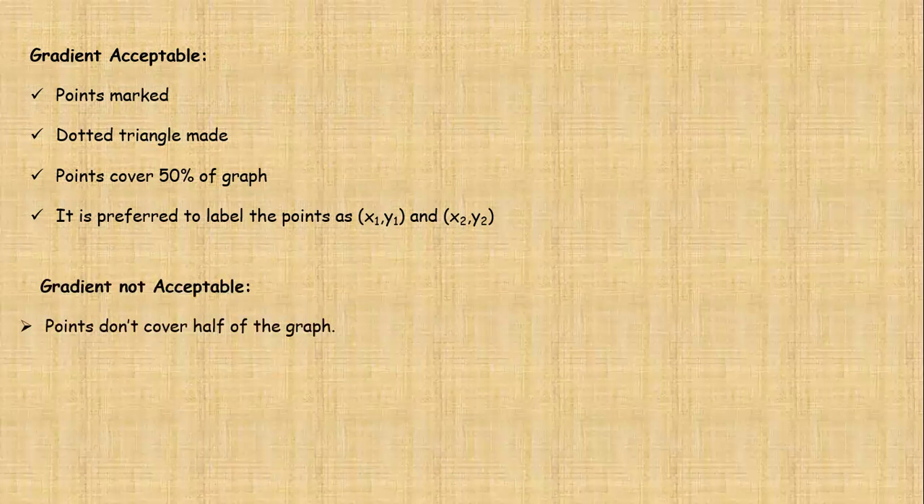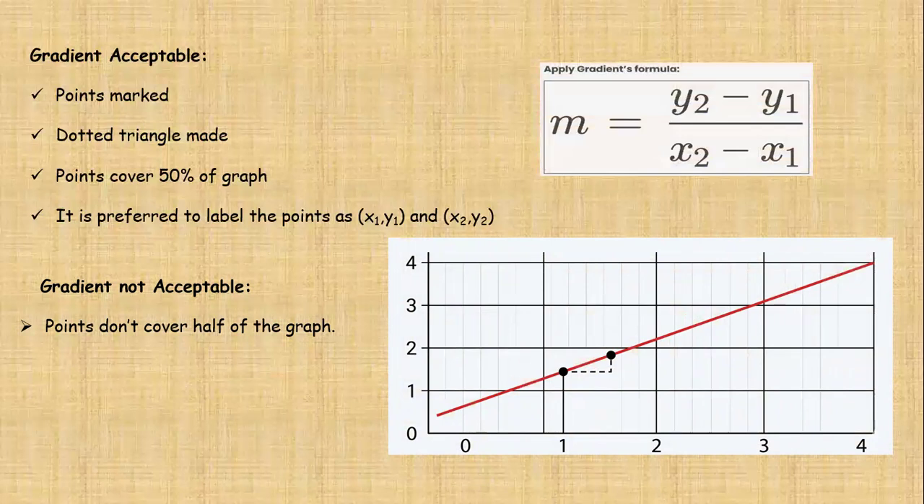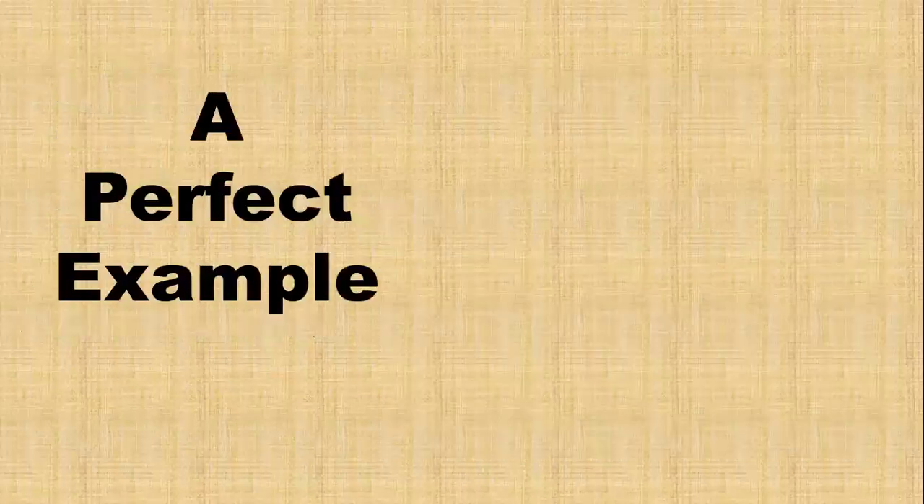But the gradients that are not acceptable are those in which the points you take do not cover more than half of the line. This is an example of that. Some students may take these 2 points, but they are not covering at least half of the line, so that gradient is not acceptable at all. You may not be awarded any single mark for this attempt. And that's the equation for the gradient, y2 minus y1 over x2 minus x1, which will be used for calculating the gradient.